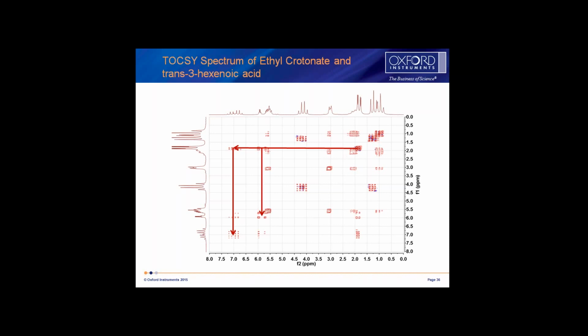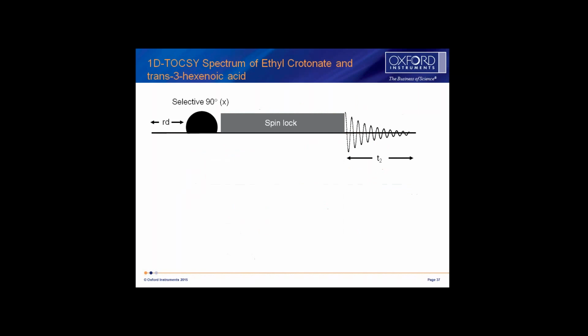One of the downsides of the TOCSY, as with the 2D experiments, is it can be somewhat time consuming. This experiment took 45 minutes. But let's imagine that we can do a selective excitation. So here we're going to choose a single signal using a selective excitation and apply the spin lock, which, having excited one peak, will allow us to transfer the polarization to the other peaks that are J-coupled. And then we'll collect our FID, which we can analyze.